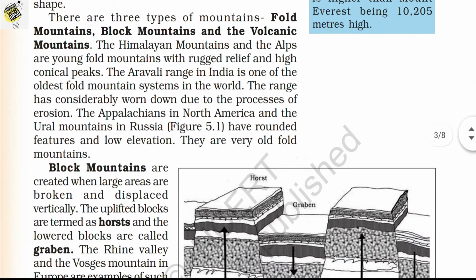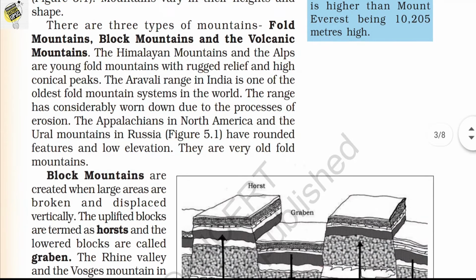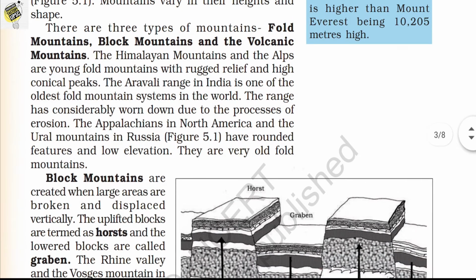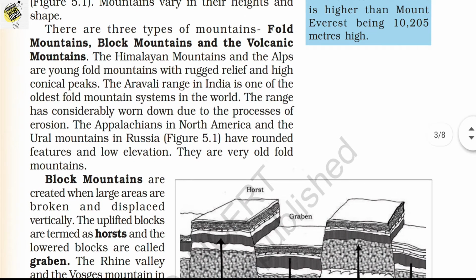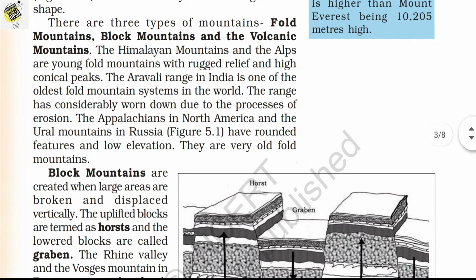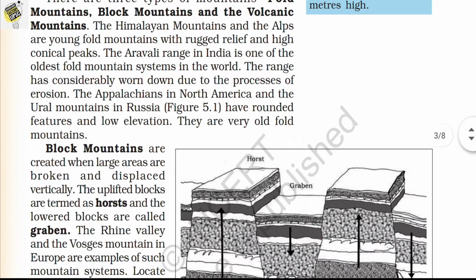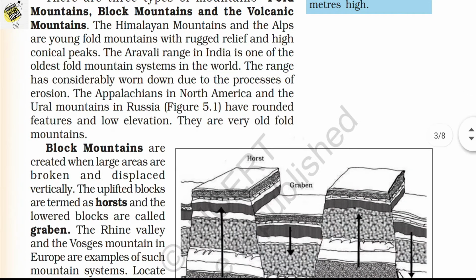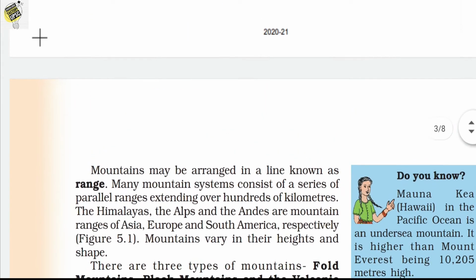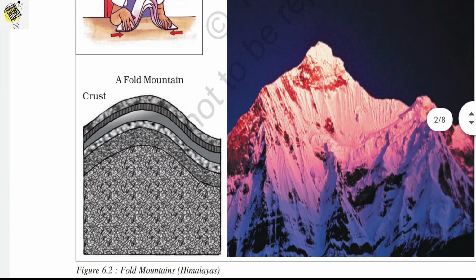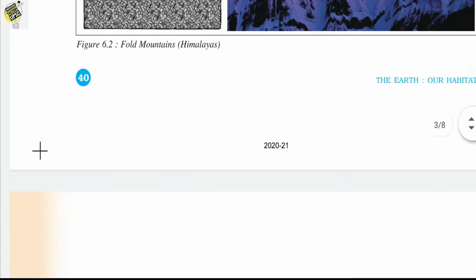These three are very important because each one is formed specifically and separately according to their geographical features. Himalaya and Alps mountains are young fold mountains with a rugged relief and a high conical peak. That means the Himalaya and the Alps are of this shape of mountain, with rugged relief and conical shape.